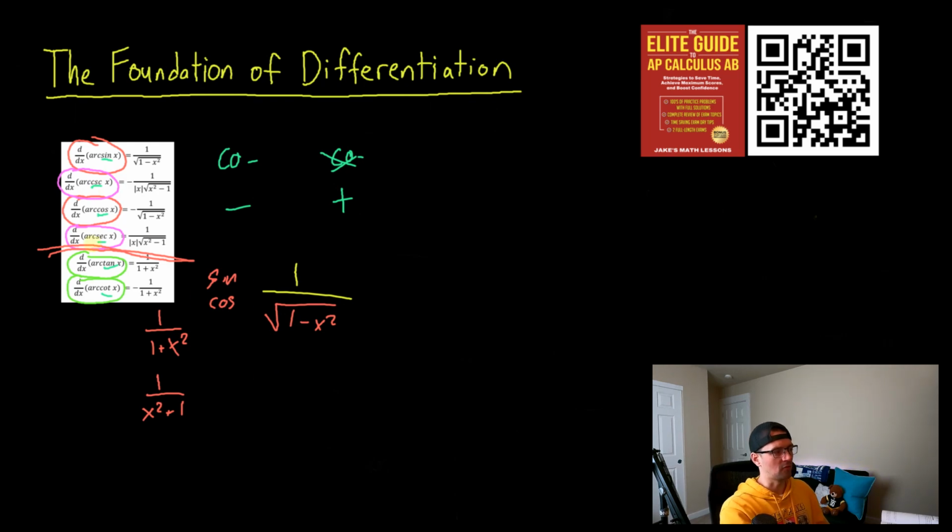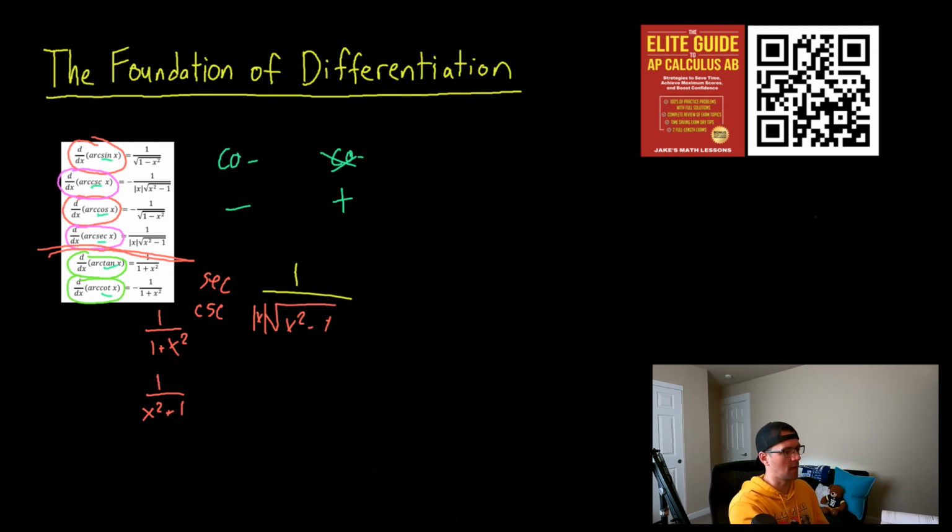Okay, and then for the arcsecant and arccosecant, very similar, except now we're switching the order. So instead of 1 minus x squared, we're going to have x squared minus 1. And then we're just going to add an absolute value of x on the outside of the square root for secant and cosecant. And then again, co is going to be negative, secant is going to be positive. That's really all there is to it, I think.